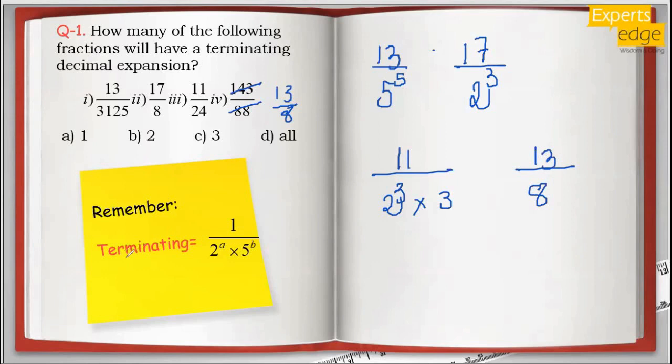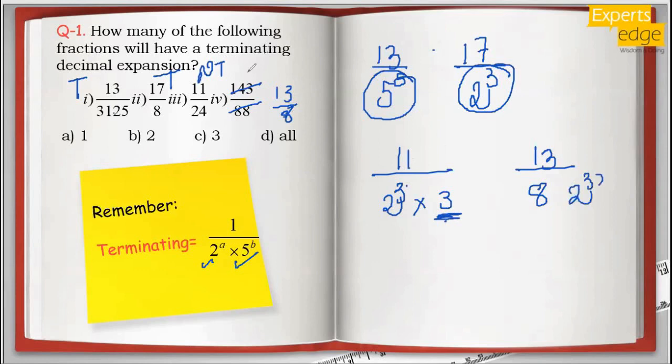As we just learned, for a number to be terminating, the denominator has to be either a power of 2 or a power of 5. Now the first denominator is a perfect power of 5, so for sure this number will be a terminating number. Similarly, the second one has a 2 cube. This will also be a terminating number. Whereas in the third option, 11 by 24, 2 cube is okay, but this 3 should not have been there. That means this particular fraction is a non-terminating one. And the last one, 13 by 8, as it's a perfect 2 cube, again this will be terminating. So in all, there are 3 terminating numbers. So the answer to this particular question will be 3.